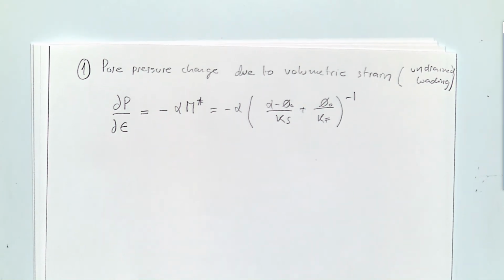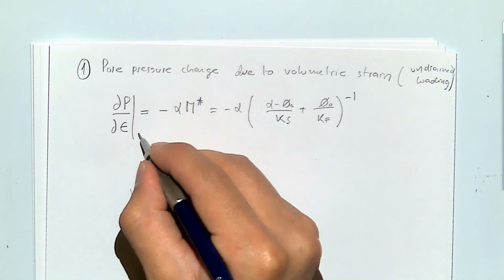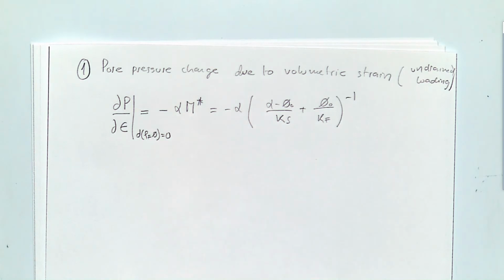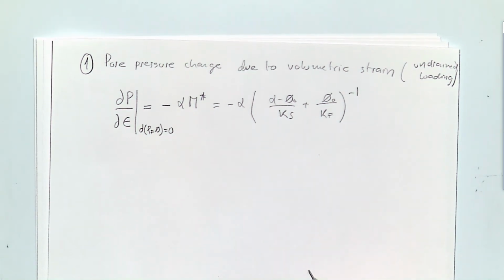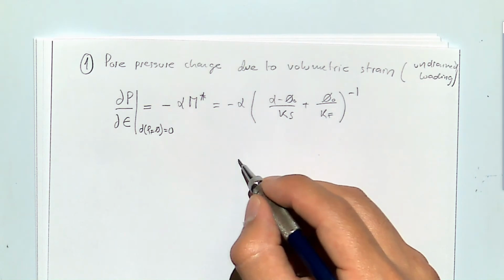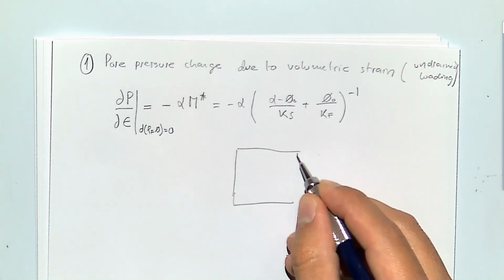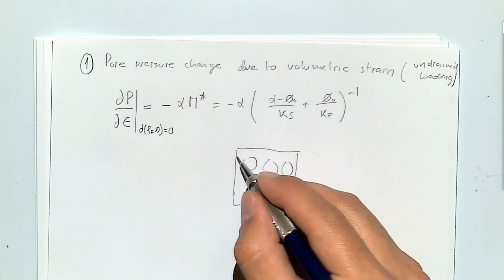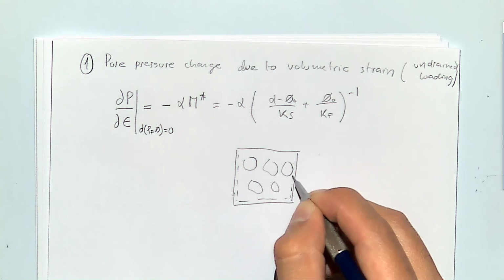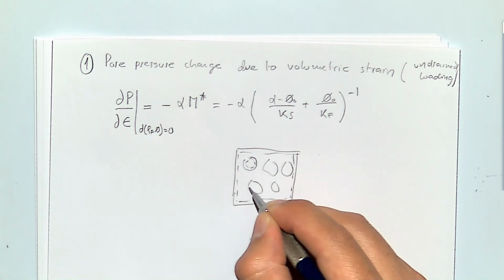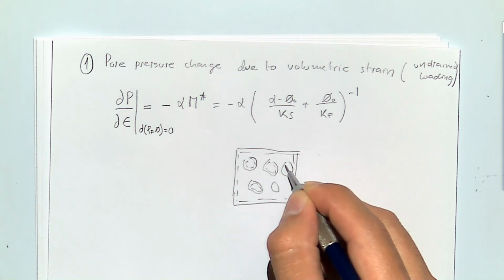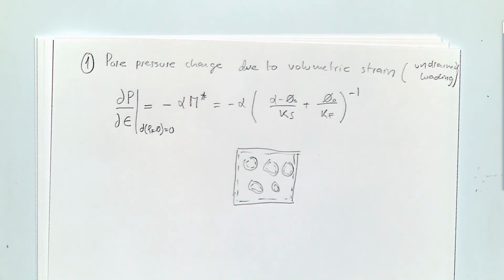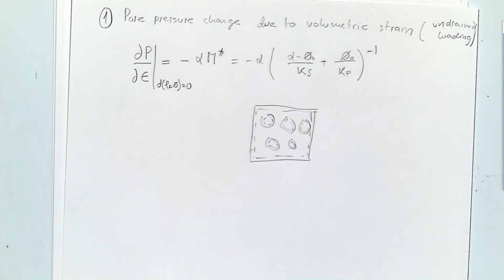And just let me complete this equation. This means undrained, and the cartoon for this would be a rock that you compress, and as a result, pore pressure increases. Because you're compressing the pores, you're compressing the fluid, so pore pressure increases. All right.